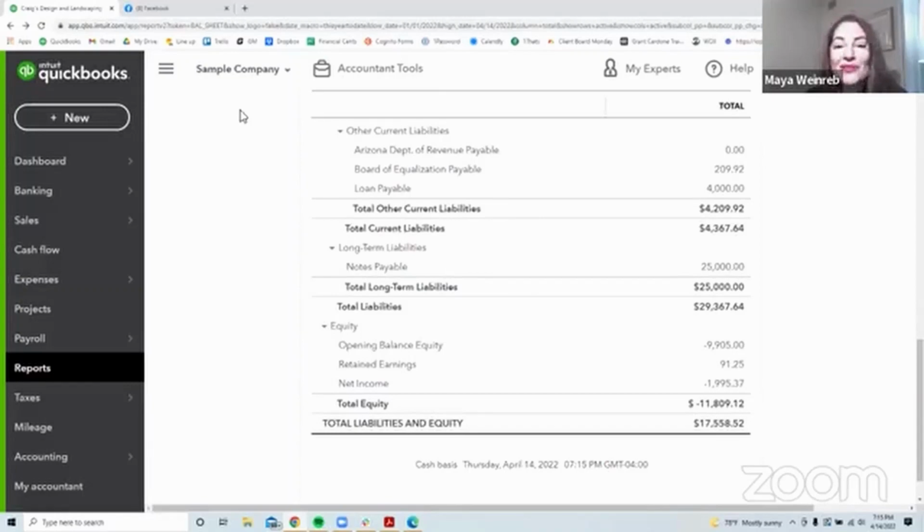But these are the reports that your CPA has been asking for. So keep that in mind. When your CPA is asking for your profit and loss, they're asking for your balance sheet, they're asking for your financials. This is what they are asking for. Okay, let us move on to the next report.